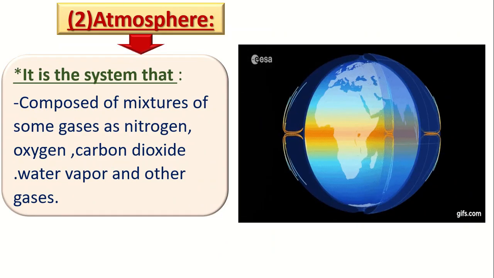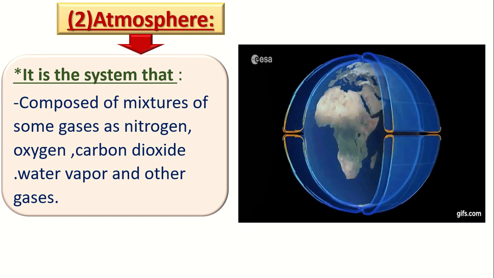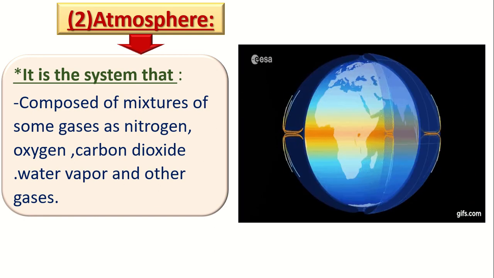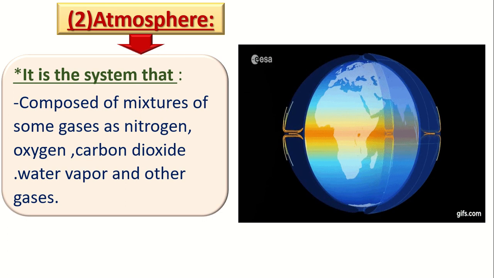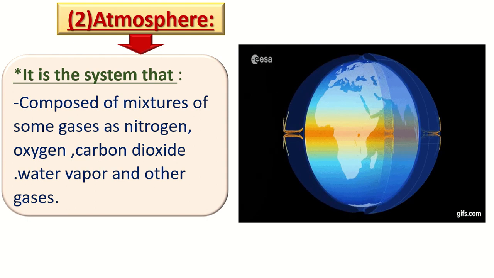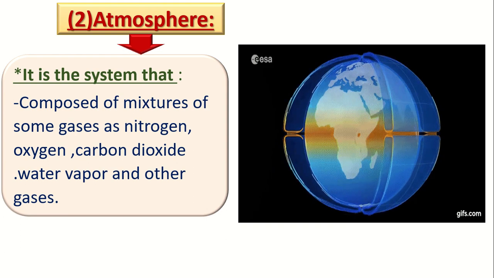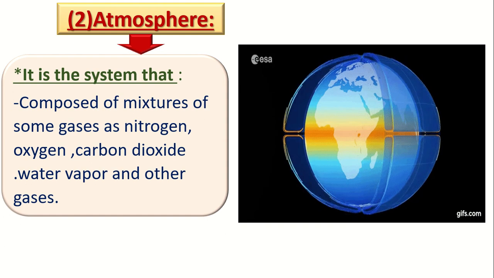Number 2, we have the atmosphere. We say that atmo is coming from air. We talked about the atmosphere in the first semester. The atmosphere is a layer surrounding the earth, made of a mixture of gases. The atmosphere protects the earth from the harmful radiation from the sun, like UV rays.